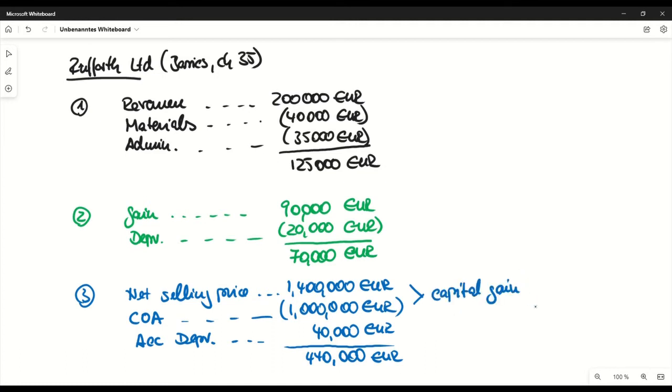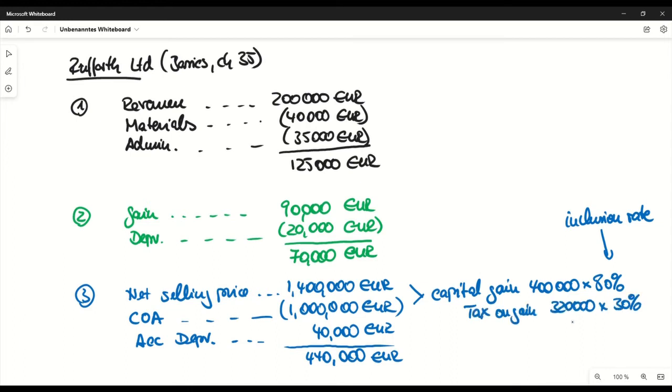From the capital gain, which is here 400,000, only 80% will be taxable profit. This 80% is referred to as the inclusion rate. So the taxes gives me 96,000. The difference between the cost of acquisition and the accumulated depreciation is referred to as the recoupment.